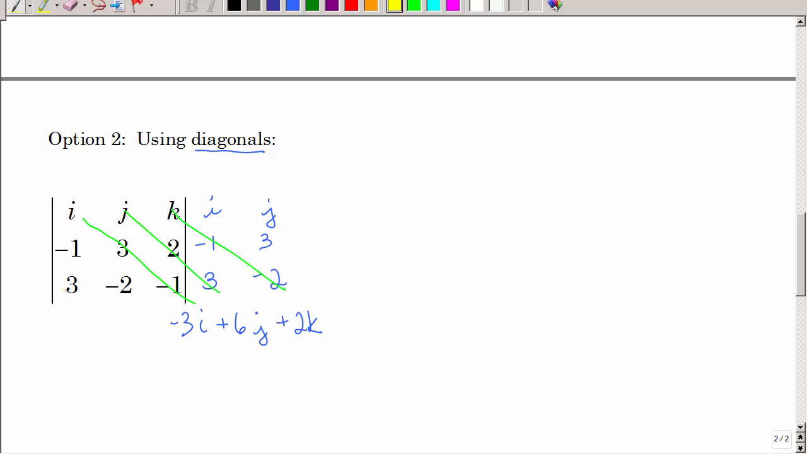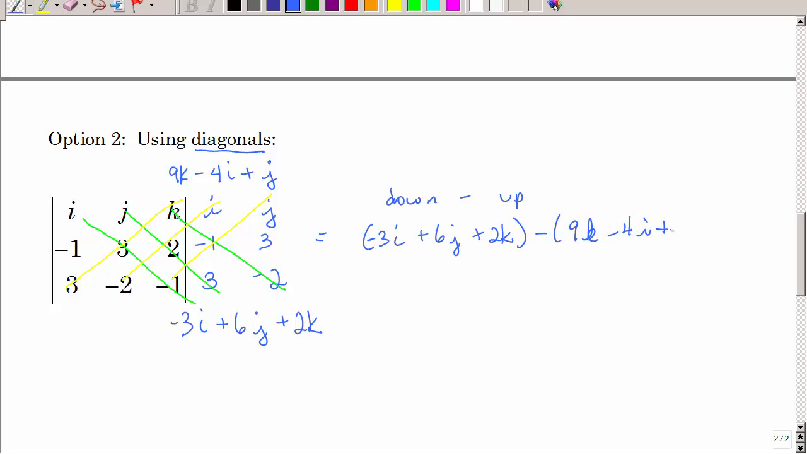Now we're going to do the up diagonals. Here, here, and here. And again we're multiplying. So we have 9k minus 4i plus j. Checking your signs, we want the down minus the up. So we have negative 3i plus 6j plus 2k minus the up ones. You want to make sure you distribute that, and also notice that the ijk's are not in the same order as the downs and the ups, so just be careful.